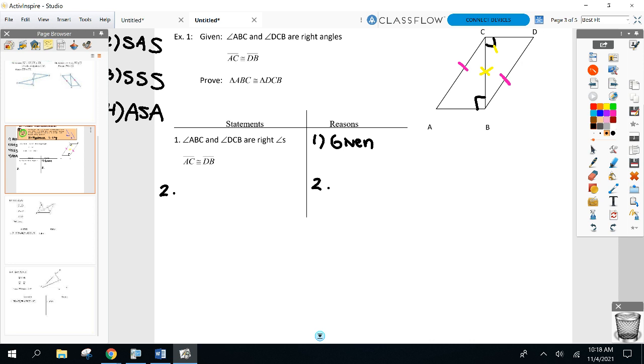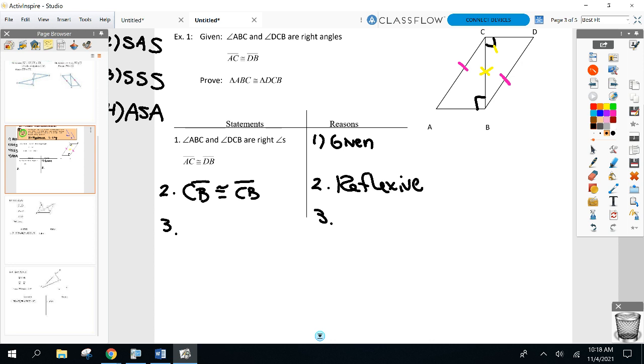I marked it on the diagram, but I didn't write it down yet. Where's the reflexive? Yep. CB equals CB. Reflexive. That's got to go in there. Now, I wish it was as easy as just saying, I could write the triangles are congruent by HL, but I can't.